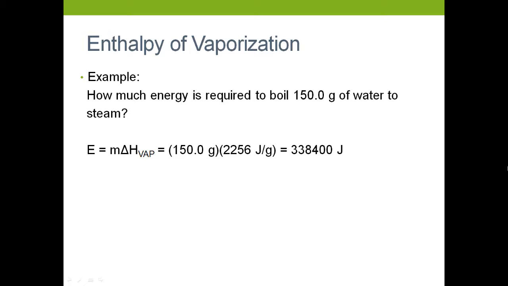Let's do an example. How much energy is required to boil 150 grams of water to steam? First, we have our equation, E equals m delta H vape. We substitute in our numbers, 150 grams, 2,256 joules per gram. We multiply and get 338,400 joules. Notice we only have 4 significant figures in our answer because we only had 4 significant figures in our 2 things that we multiplied.